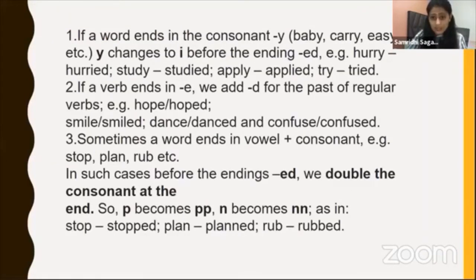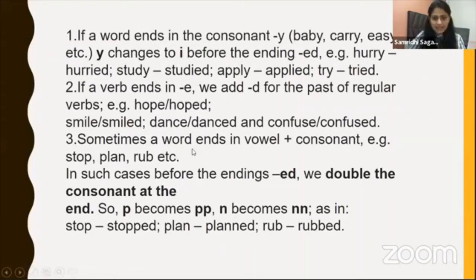So now you tell them that, my dear children, if a word ends in a consonant, then the Y changes to I before the ending, just like you did. So you're framing it, you're paraphrasing it for them in better English so that they can write it down easily in their notebooks. Then if the verb ends in E, we simply add a D. So now if it ends in vowel E, I add D.